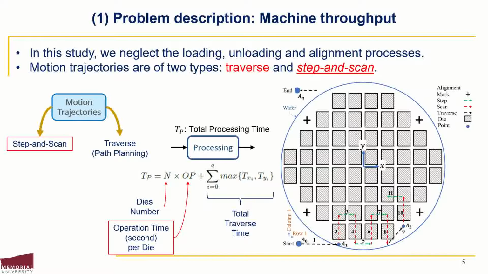Also, four alignment marks are shown and are used in the alignment process of the wafer substrate. Also, several line segments representing both the traverse and step and scan trajectories are shown. In this study, we focus on the step and scan trajectories whose time horizon is given by the operation time OP.